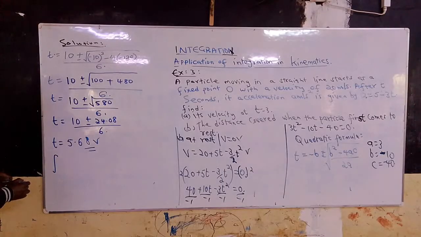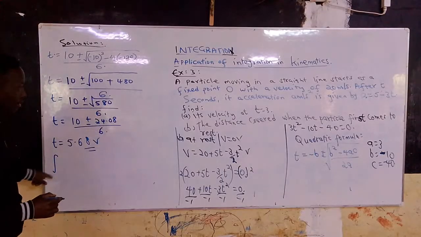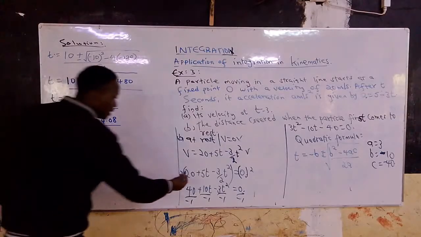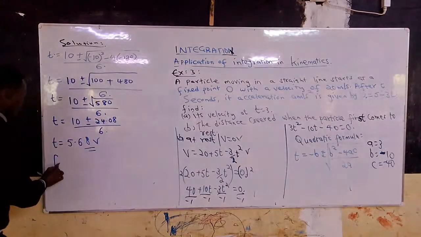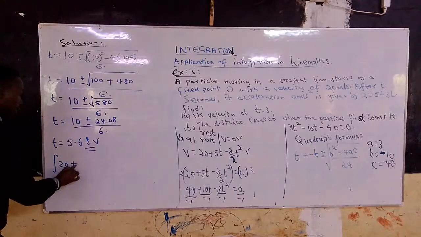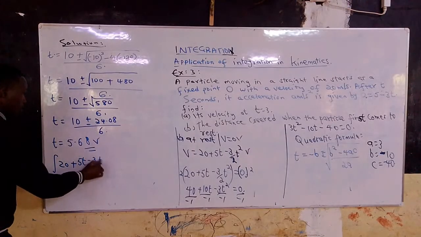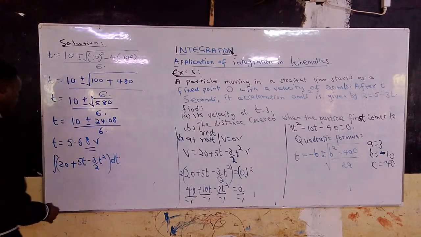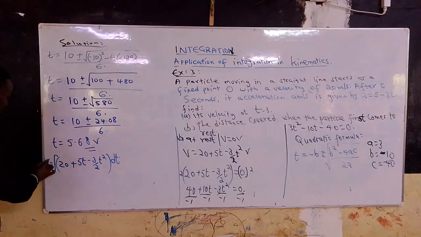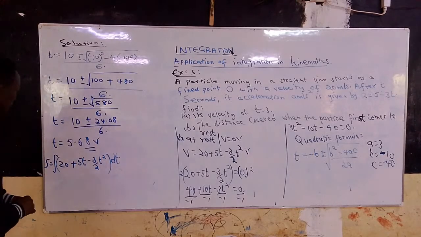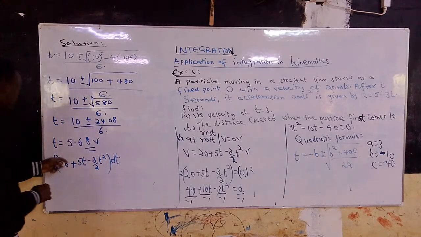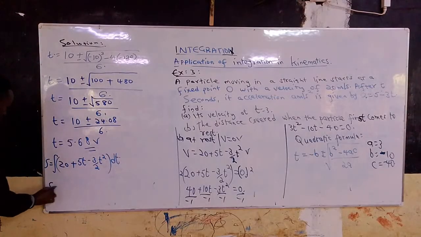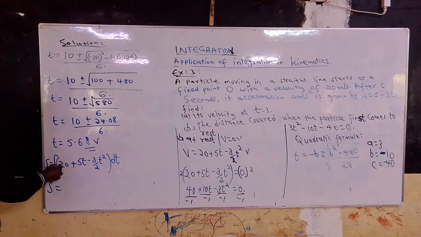So we will now determine our displacement, and for us to determine distance, we need to integrate velocity. We need to integrate this function, 20 plus 5t minus 3 over 2 t squared, with respect to t so that we can get displacement. So we integrate this function to get displacement.